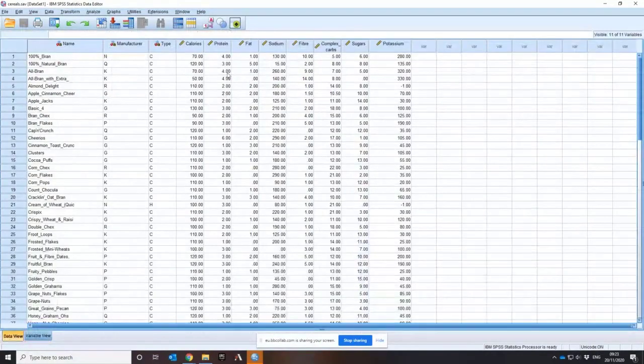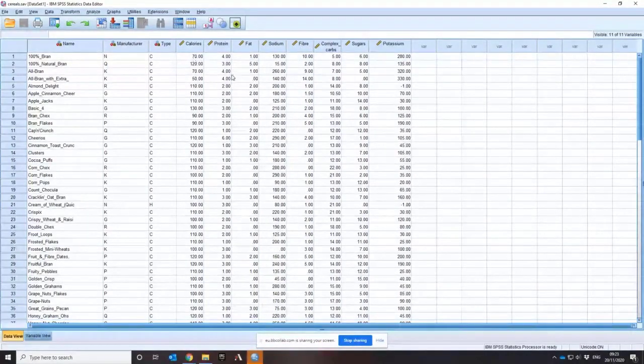So what does number 4 mean for protein? You presume grams per serving. It could be grams per 100 grams. You've got no idea what it actually means, but anyway, let's skip that. It's not as specific as it could be. They're all relative to each other, so it doesn't really matter, so long as you've consistently used the same things. You've got fat, sodium, fiber.